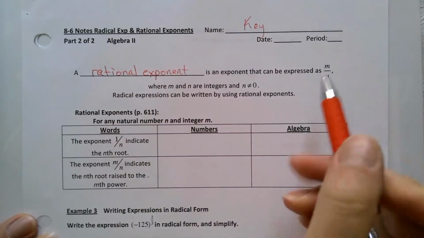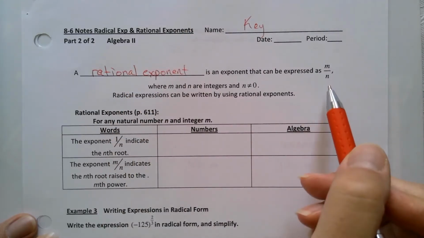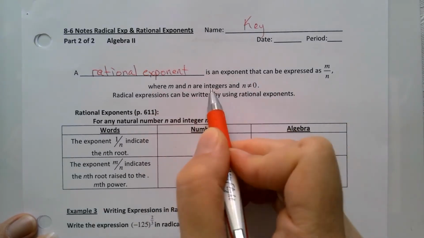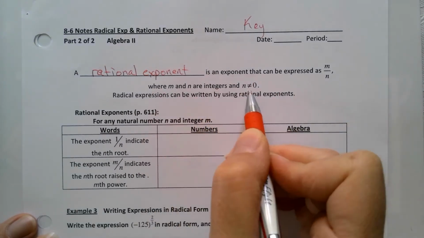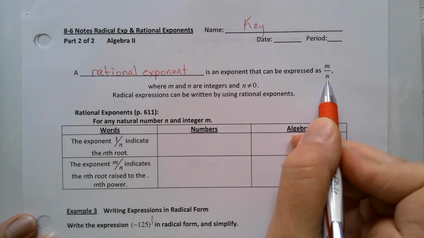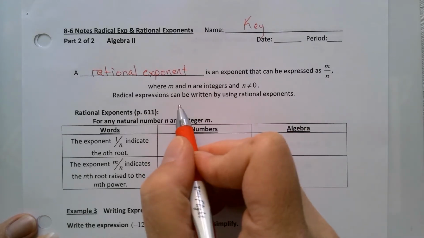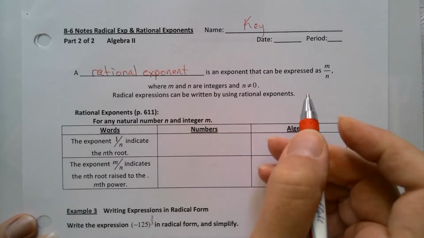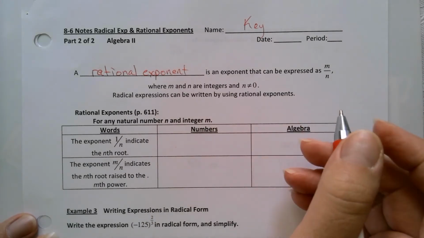is an exponent that can be expressed as m over n. So we're looking at fractions. M and n are going to be integers, meaning positive or negative whole numbers, and n, the denominator, cannot be 0. A radical expression can be written by using rational exponents. So this is something that we have talked about, but we are officially doing this now.